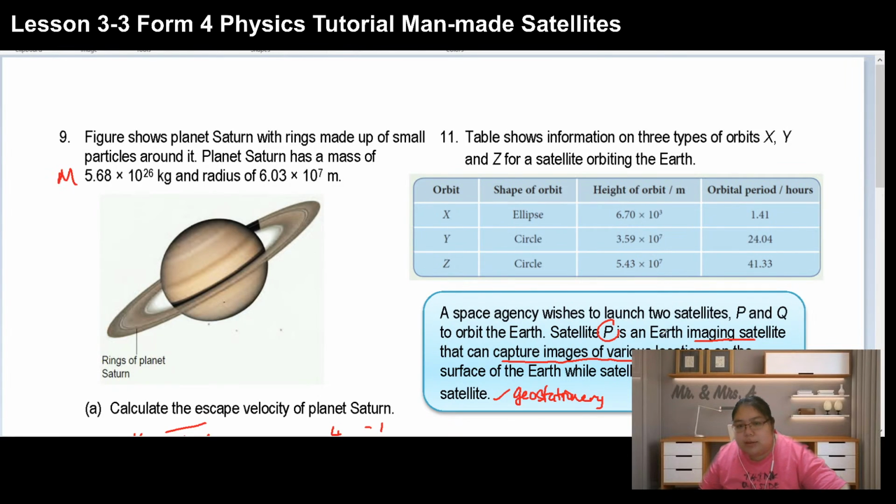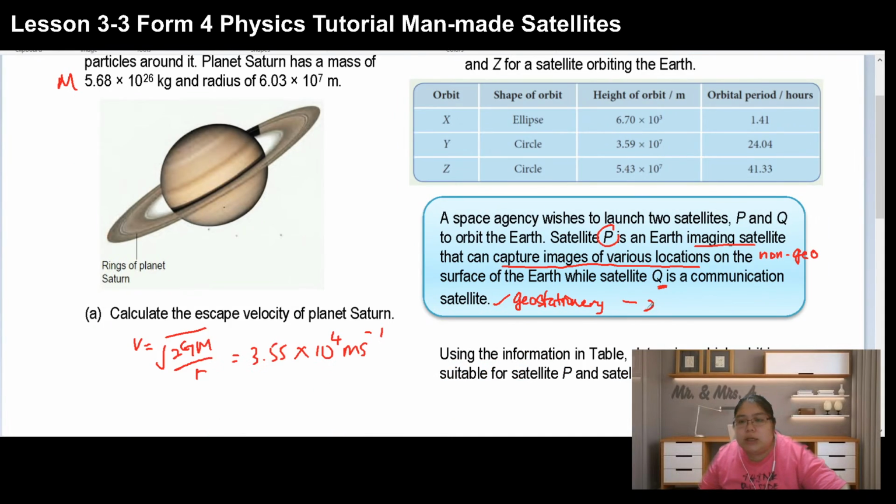Let's see P. They want a satellite to capture images of various locations. Various locations means it can move. The time should not be the same as the Earth. The orbit is also not exactly geostationary. It can be far away, it can also be closer. So this one must be non-geostationary. From here we need to find the shape, height, and orbital period. We know the geostationary period is 24 hours. This one is either shorter or longer, but normally for capturing images it must be shorter. The height normally needs to be closer, so you can see every part very clearly.